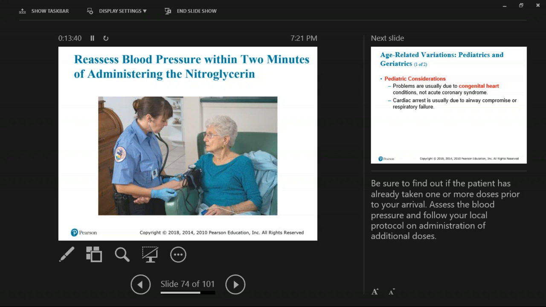Okay, so within 2 minutes, you want to get a reassessment of that blood pressure. It's a really good thing to do. And then, hey, how are you feeling? And then give it 2 more minutes. If she hasn't had relief of the chest discomfort and her vital signs are still up, give her a second one.